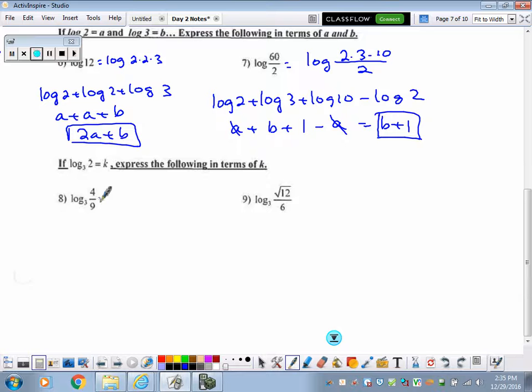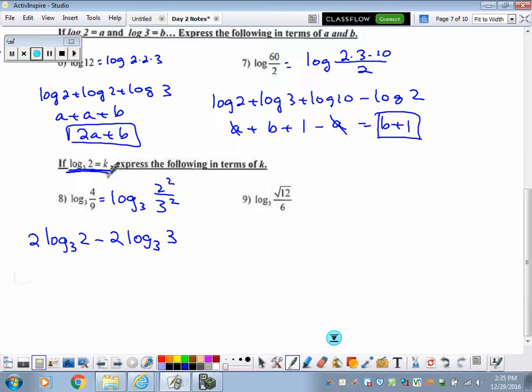Log base 3 of 4 over 9. We can rewrite 4 over 9 as 2 squared over 3 squared. We're going to expand division using subtraction. So I have a 2 log base 3 of 2, and the 2 comes out in front because of the exponent.